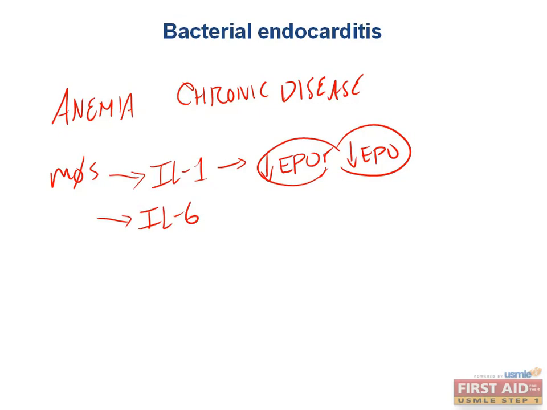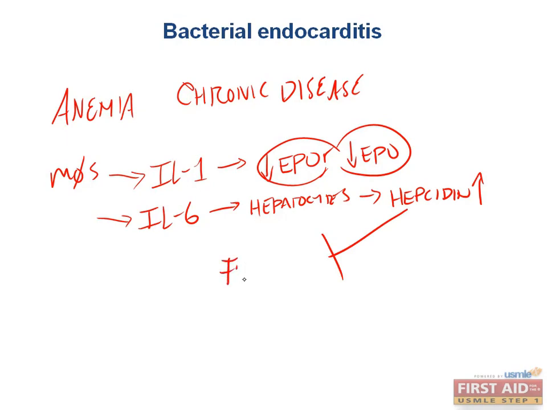So IL-6, what does that do? It tells hepatocytes to start making stuff. What do you think it tells the hepatocyte to make? It tells it to make hepcidin. Hepcidin is an incredibly important molecule. It's basically the reason why people have anemia of chronic disease. If you have high levels of hepcidin, you have high levels of hepcidin activity. What does that even mean? What does hepcidin do? Hepcidin inhibits the production and functionality of ferroportin.